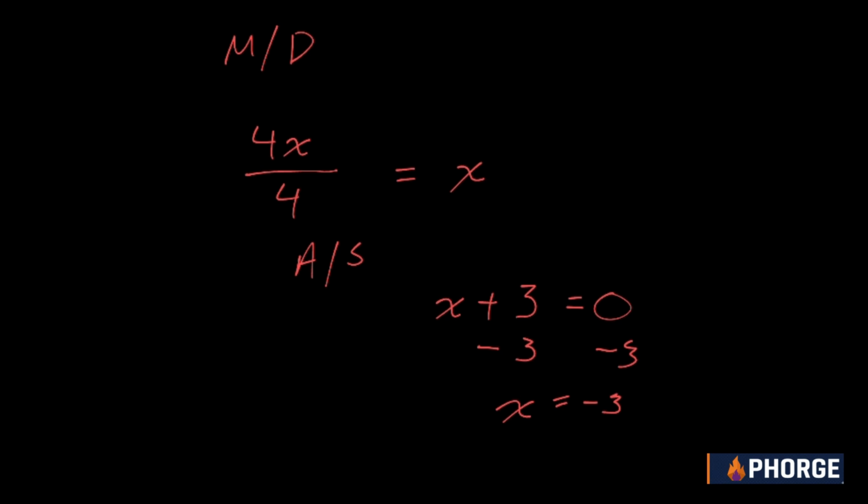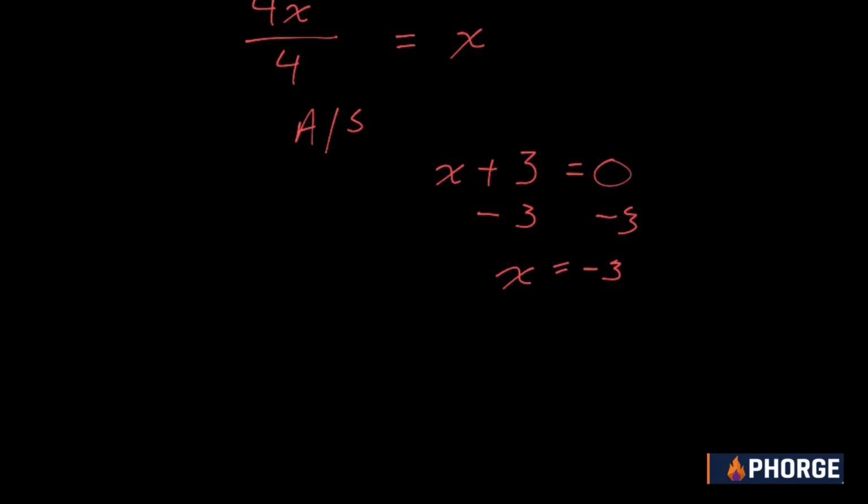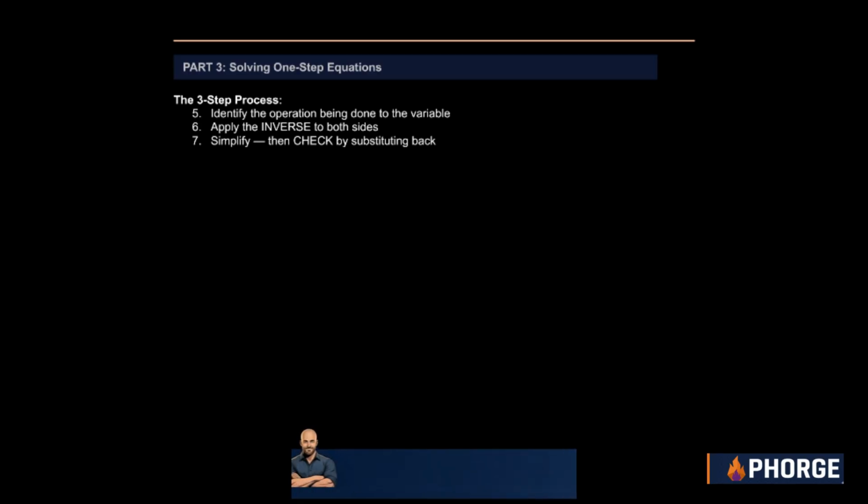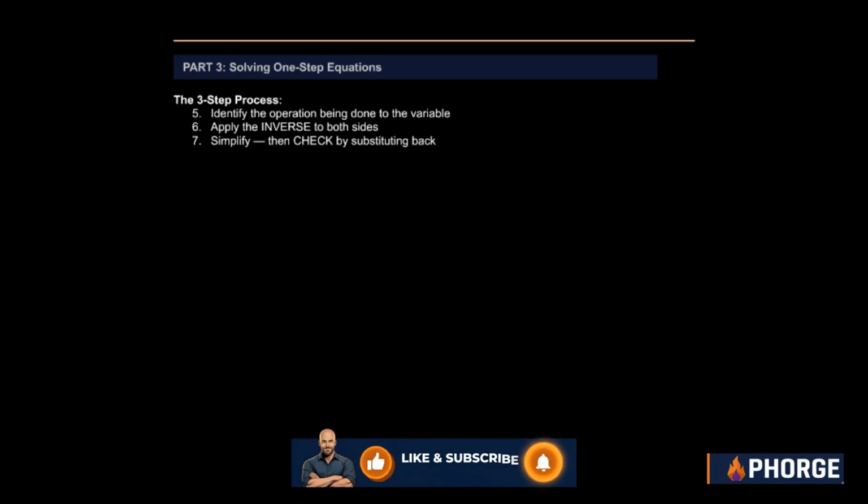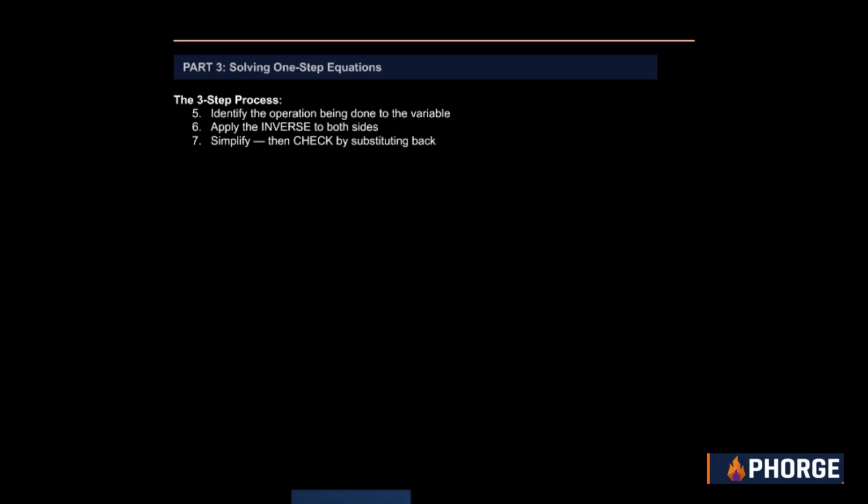If something was added, you have to subtract to undo it. And if something was multiplied, you divide. Okay. Let's move into solving one-step equations. First you need to identify the operation being done to the variable. So let's say we have x plus 9 is equal to 14.